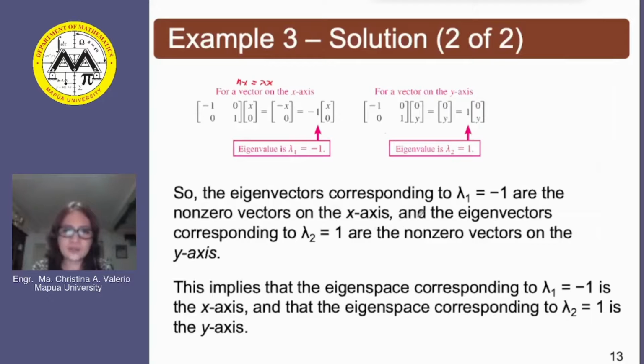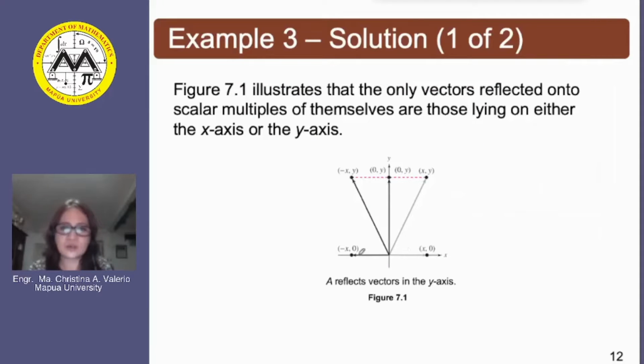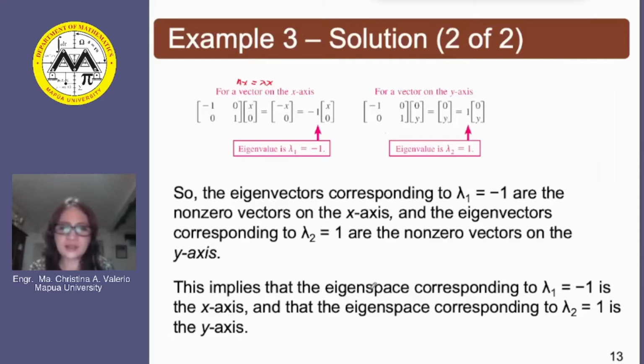Again, the eigenvectors corresponding to lambda sub 1 equals negative 1 are the non-zero vectors on the x-axis, and the eigenvectors corresponding to lambda sub 2 equals 1 are the non-zero vectors on the y-axis. We can see it here. The vectors with components x, 0 and negative x, 0 lie on the x-axis, and the vector with components 0, y is simply a vector on the y-axis. This implies that the eigenspace corresponding to lambda sub 1 equals negative 1 is simply the x-axis, and the eigenspace corresponding to lambda sub 2 equals 1 is the y-axis, as we mentioned earlier.